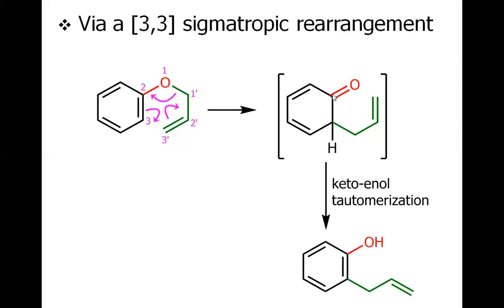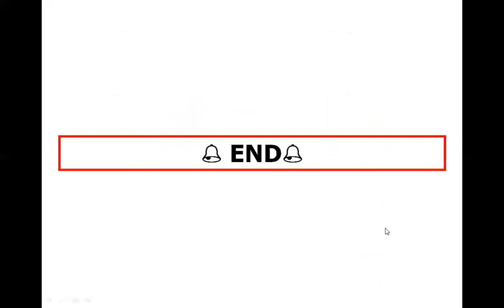This is the keto tautomer, which is very much unstable in this particular case because this is no more aromatic. However, this keto group tautomerizes into the phenol to have a very stable compound. And that's all for the chemistry of phenol. I hope you enjoyed it. Thank you.